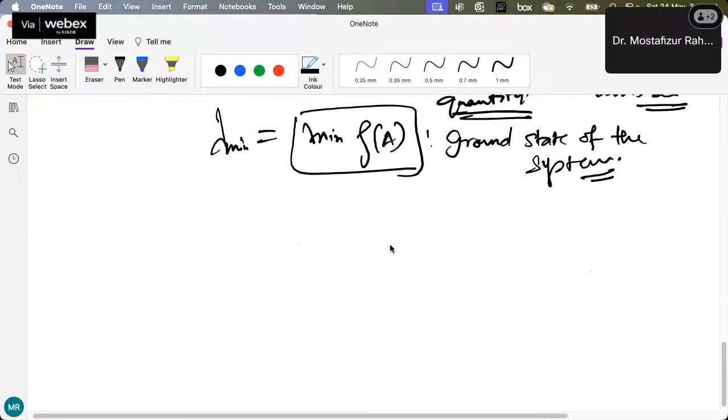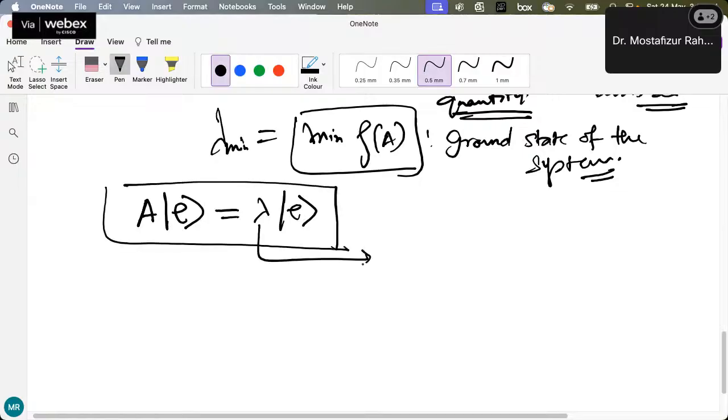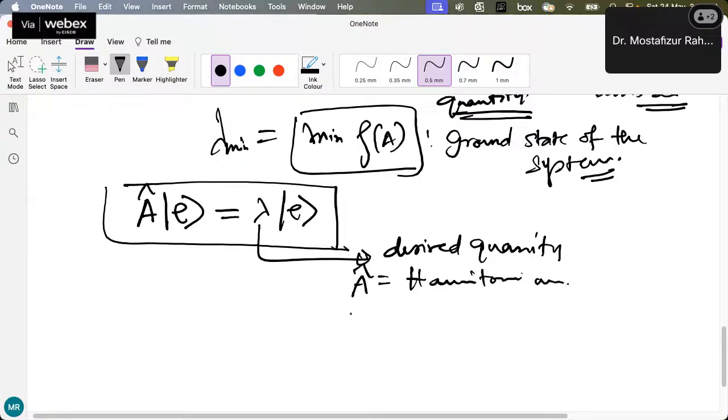Okay. So that means if I am interested in a physical quantity, I have to find the eigenvectors of the particular operator A, say the eigenvector is E. If I can find these two things, then I can easily find that quantity lambda. If this equation is satisfied, then I can easily get the desired quantity. If this A matrix is your Hamiltonian operator, then lambda is some discretized energy.